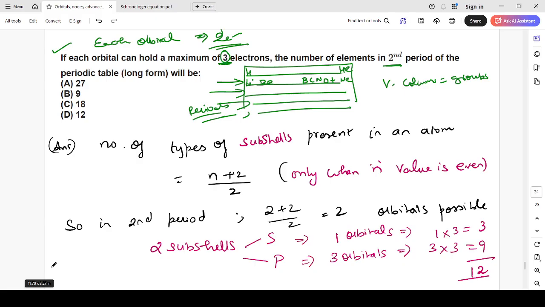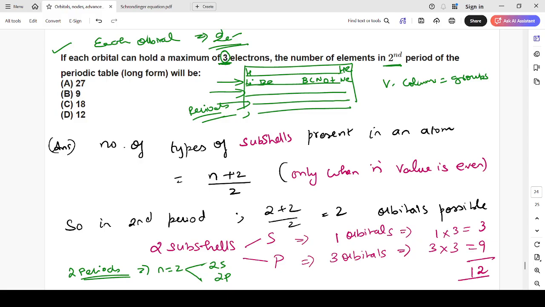When I go for the second period, what are the things that are available? Second period says that n is equal to 2. What are the orbitals that are available in n is equal to 2? 2s and 2p. Both of you, can you understand what I'm saying? Hello?